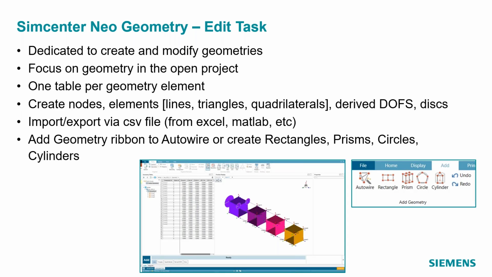The edit task is a dedicated task to create and modify the geometries. The focus is on the geometry in the open project. There's one table per geometry element. We can see a nodes table, an elements table that shows the lines, triangles, and quadrilaterals, a derived DOFs table that looks at the derived degrees of freedom, and a disk table to look at the torsional disks. You can also import and export CSV, so I'll show that. Under the edit add ribbon, there's a tool to auto wire, as well as create rectangles, prisms, circles, and cylinders.